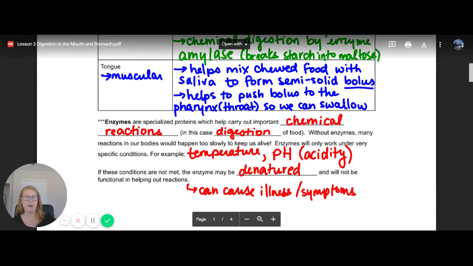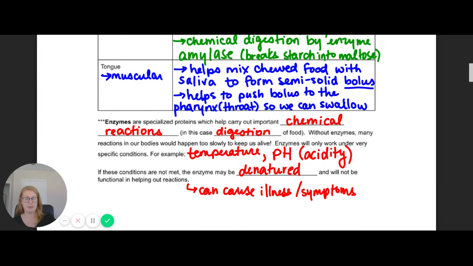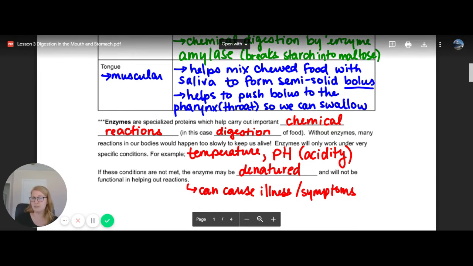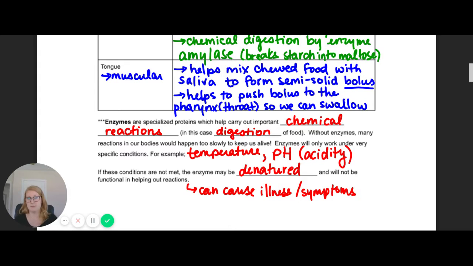Enzymes will only work under very specific conditions such as temperature, pH, and so forth. Why I'm mentioning this is that one of the problems with getting a fever, for example, is that your body temperature gets very high, and enzymes don't like to be removed from their ideal temperatures. So part of the problem of getting a fever is that these enzymes could start to become denatured. When that happens, it essentially means those enzymes are not useful anymore. It changes their shape, and in changing their shape, it also changes their function. I mentioned here this can cause other illnesses and other symptoms as well.